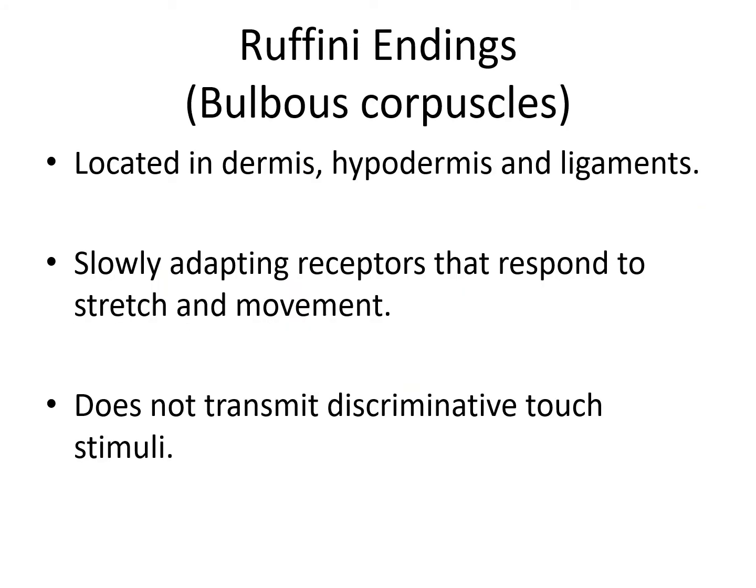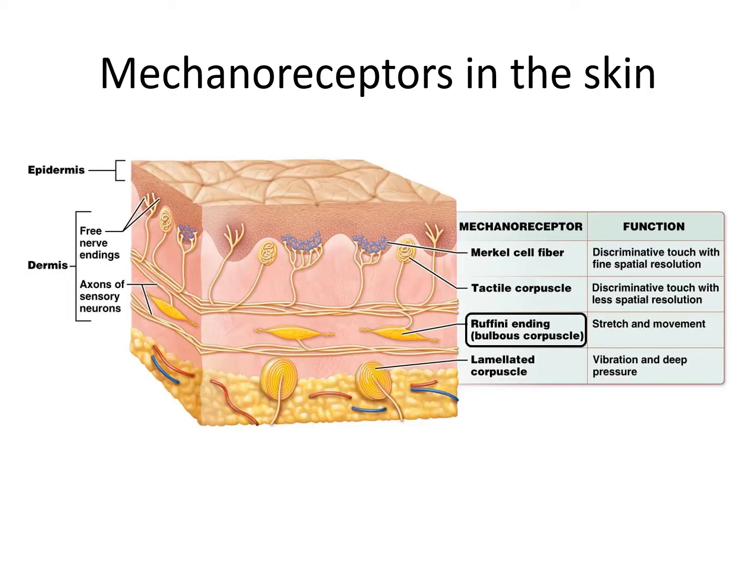Now, if we go deeper, we have Ruffini endings, which are also known as bulbous corpuscles. And these are located in the dermis, hypodermis, and even in ligaments. And these are slowly adapting receptors that respond to stretch and movement. And unlike the previous two, they do not transmit discriminative touch stimuli. So they're more of a general pressure receptor. So here are the spindle-shaped Ruffini endings, deeper into the dermis. And these are for stretch and movement.